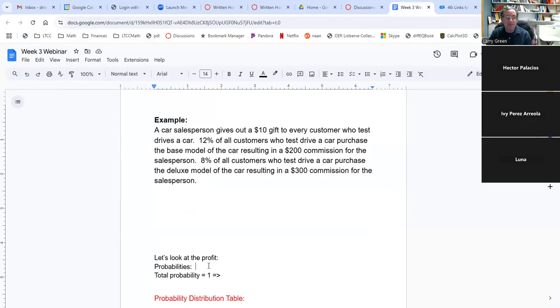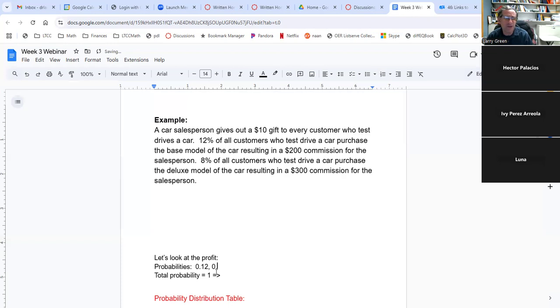So the probabilities, first thing, 12% of all customers purchase the base model. And you always want to turn percents into decimals when you're writing a probability. So one of the probabilities is 0.12. Everyone okay with 12% is 0.12? Okay, and I'm going to use a comma just to separate it. Another probability is 8%. Those are the ones who purchase the deluxe model.